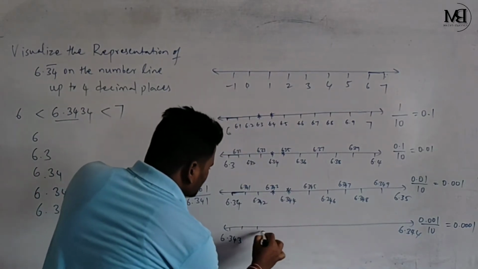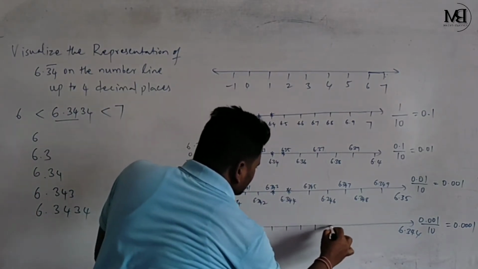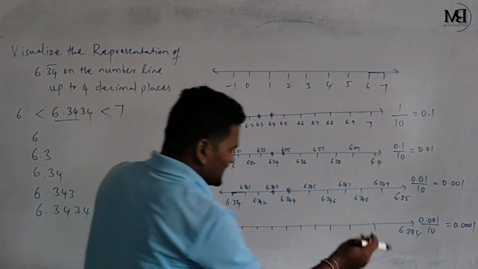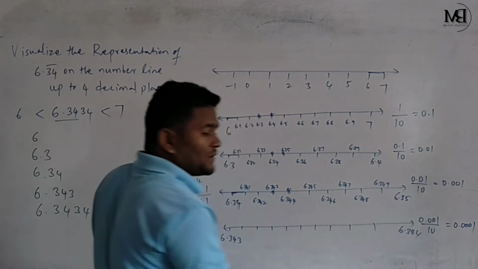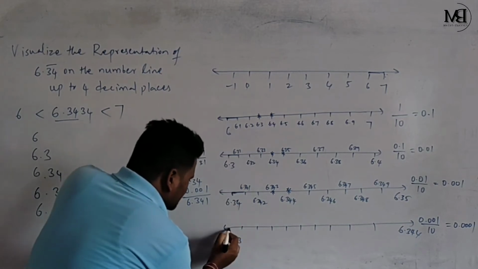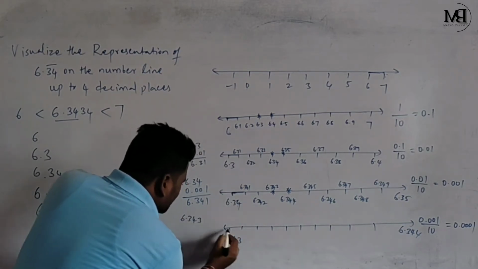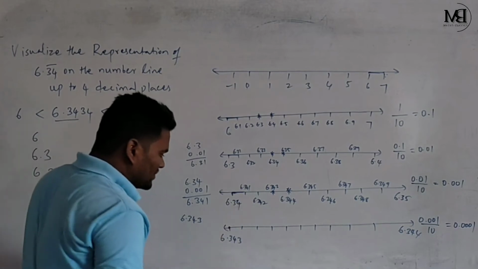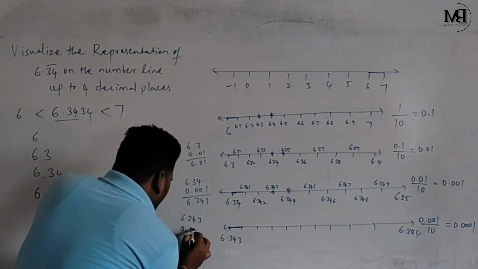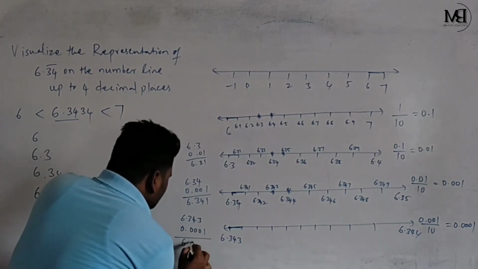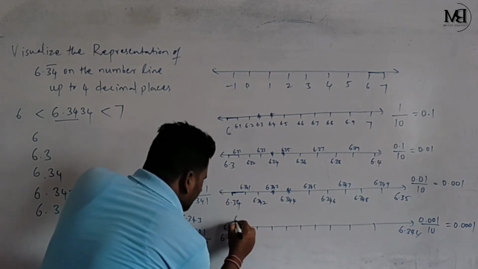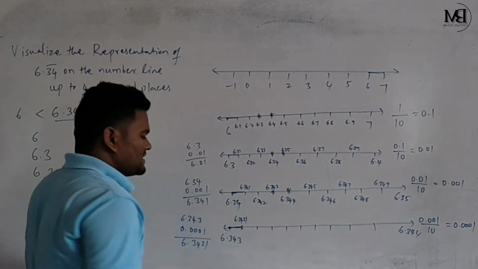1, 2, 3, 4, 5, 6, 7, 8, 9. There is a little difference, no problem. Okay, children, see, now each part is 0.0001. This one is 6.343, and this one plus 0.0001 is equal to 6.3431. Means this next one will be 6.3431, my dear children.